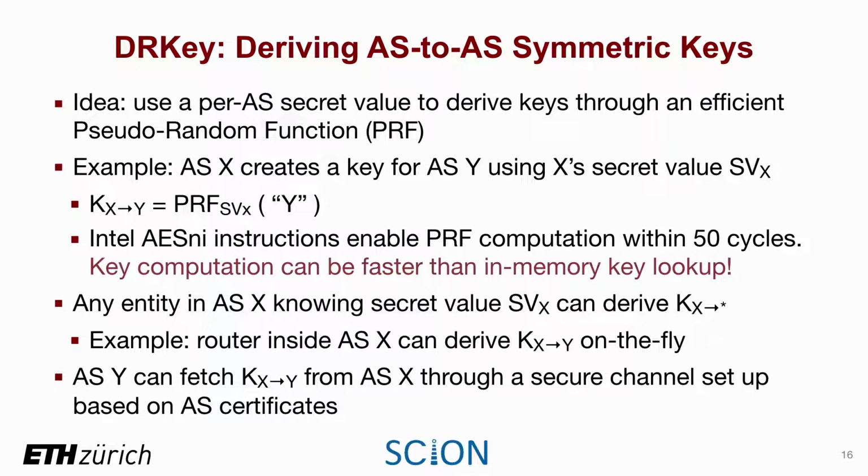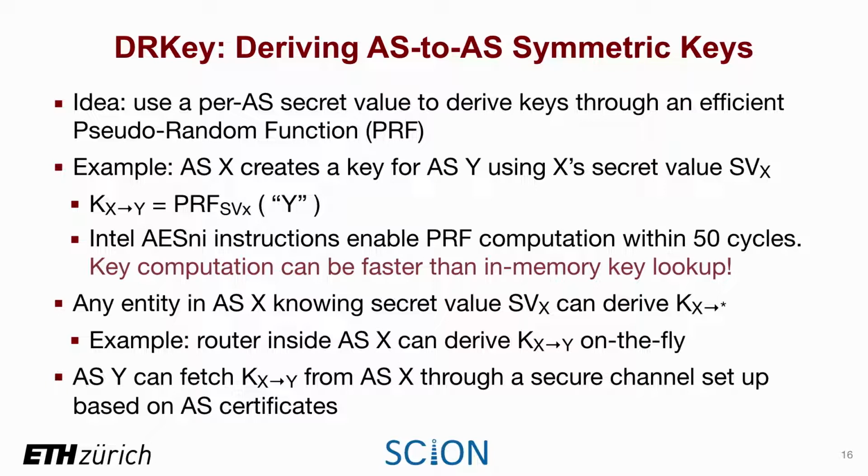So here's how DR key can be used to derive AS to AS symmetric keys. So the basic idea is to use a per AS secret value to derive keys through a pseudorandom function. Imagine each AS having one of these local secrets that they then use with one of these PRFs, a pseudorandom function, which can be implemented, for instance, with a block cipher.